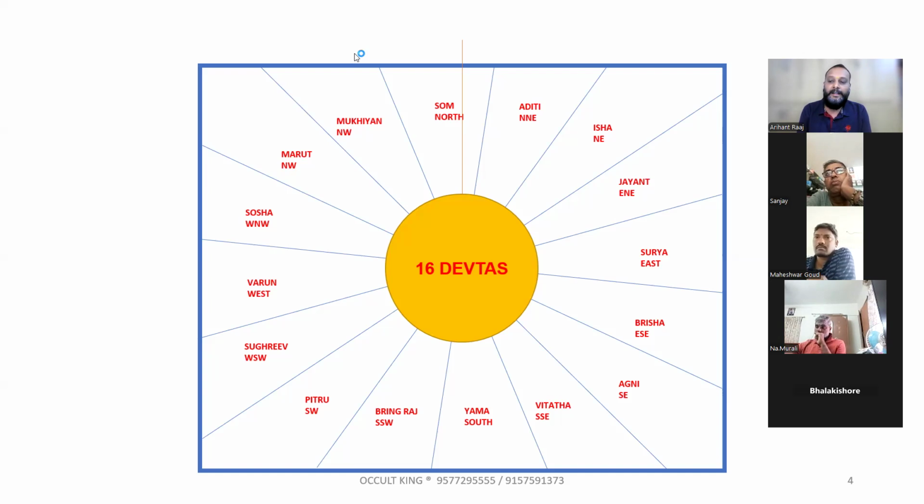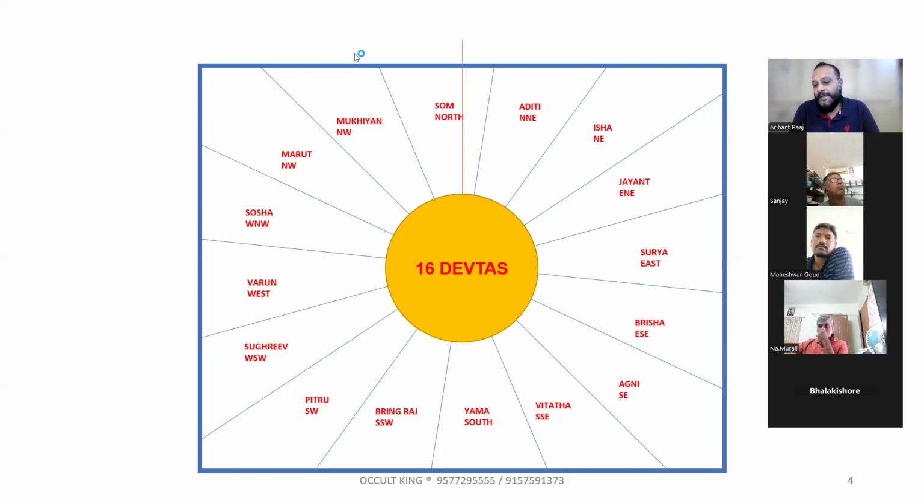Next is Agni Devata. Agni Devata resides in the southeast direction. This Devata is responsible for all your cash flow, your cash expenditures, your liquid cash, or the payments you are supposed to get from your clients. If the payments are blocked, there is a problem in the Agni Devata. So Agni Devata has to be treated.